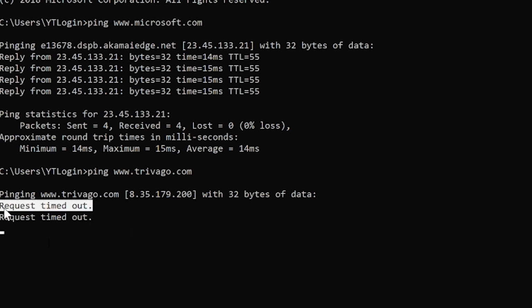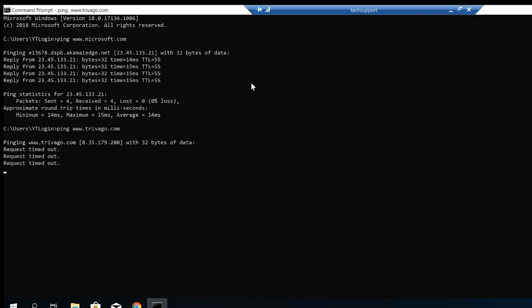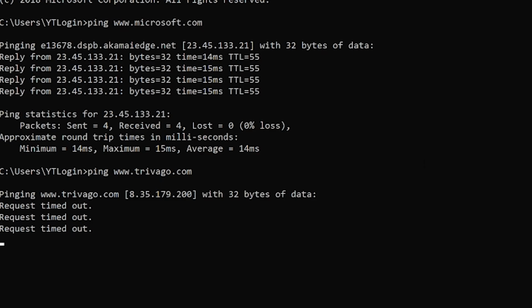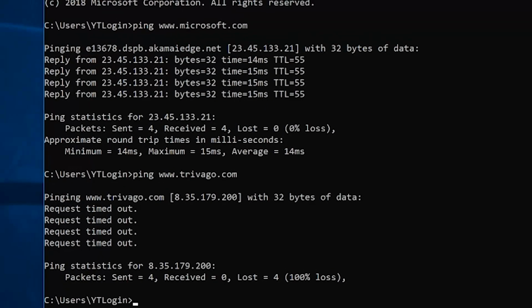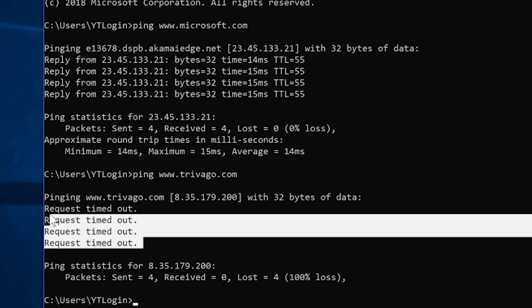What does that mean? That the first packet was sent and it didn't connect. It waited a certain amount of time, and the server didn't reply, and then it timed out. And then the second time as well, and we're waiting for the third one. Third one timed out. I'm sorry, I didn't mean to go all full screen here. Let me move some of this stuff out of the way so it's easier to see. And we can see that all 4 packets sent timed out.